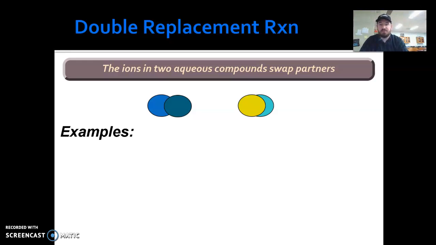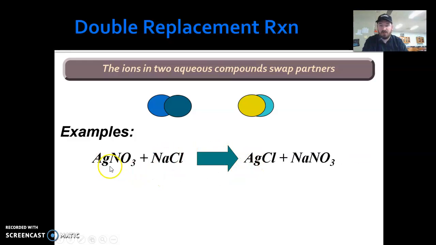So our examples for the double replacement reaction, we have silver nitrate, AgNO3, plus sodium chloride, NaCl. And you look, we'll swap partners, so we should end up with silver chloride and sodium nitrate.